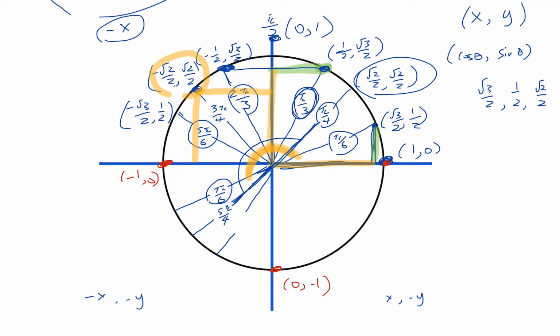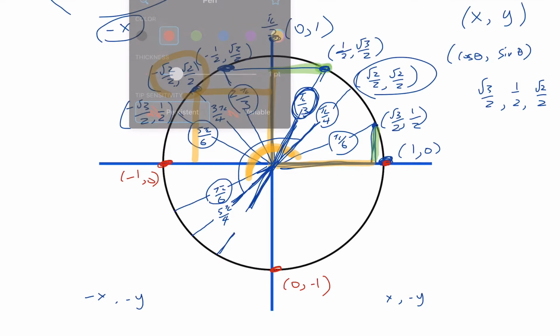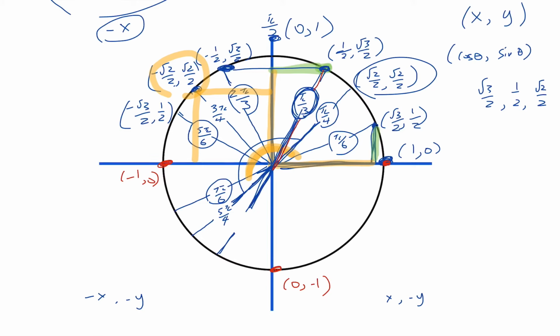The next one, we add pi from pi over 3. So it's kind of connected like this. Well, let me use a different color. So from pi over 3, this angle right here, we add pi to come to here, right? Which gives me 4 pi over 3. So that's a way we can think about to remember these angles. Okay.